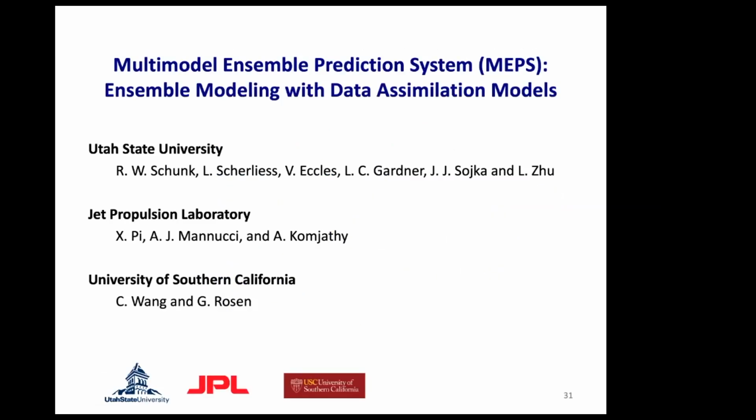Scientists at JPL and USC have been working on data assimilation as long as we have. At some point, we decided to work together, and we created the Multi-Model Ensemble Prediction System, MEPS, so that we can conduct ensemble modeling with data assimilation models. The current MEPS team members from JPL are Xiaoqing Pi, Tony Mannucci, and Attila Komjathy. The scientists from the University of Southern California are Chunming Wang and Gary Rosen.